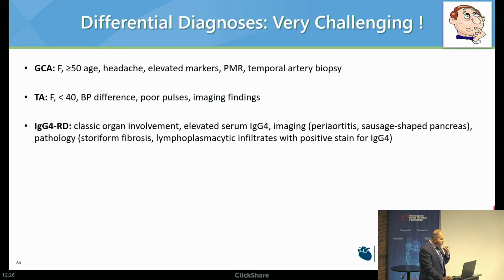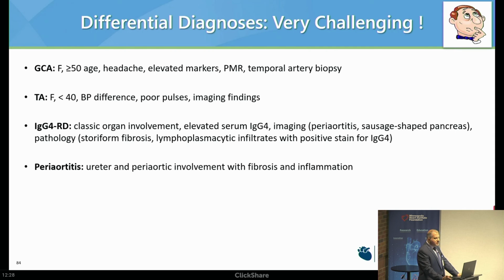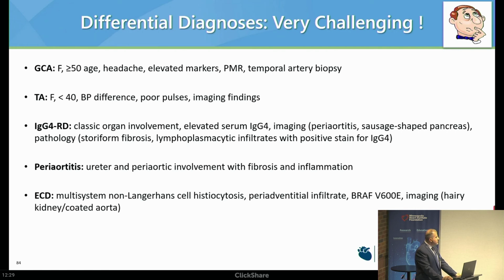IgG4 is a systemic disease with elevated IgG4, with imaging showing periaortitis, sausage-shaped pancreatitis, and the pathology findings that we talked about. In terms of periaortitis, there is usually retroperitoneal involvement with ureter obstruction, or aortitis, and you confirm that with findings of fibrosis and inflammation. Erdheim-Chester disease, which is a non-Langerhans cell histiocytosis, shows periadventitial infiltrates with positive BRAF V600E in 50% of the patients, and your imaging shows a hairy kidney and coated aorta.